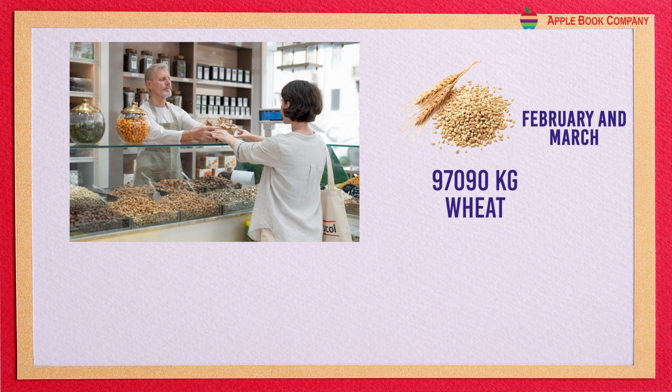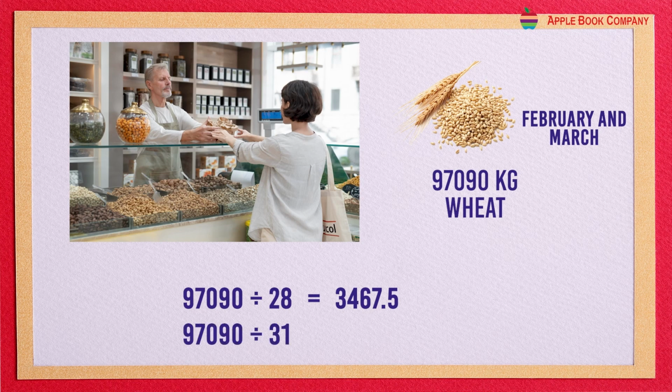In February 2023, there were 28 days, and in March 2023, there are 31 days. So they are selling the quantity equally every day. So 97090 divided by 28 is equal to 3467.5. So that is the number of kgs of wheat sold every day in the month of February. But when it comes to March, there are 31 days. So 97090 divided by 31 is equal to 3131.93. So this is the quantity of wheat that has been sold every day.